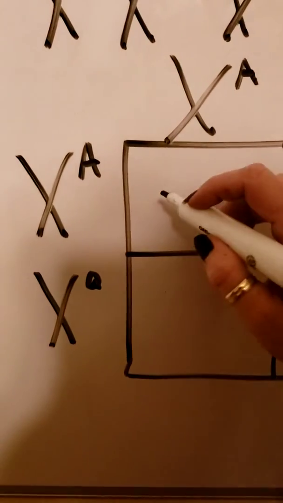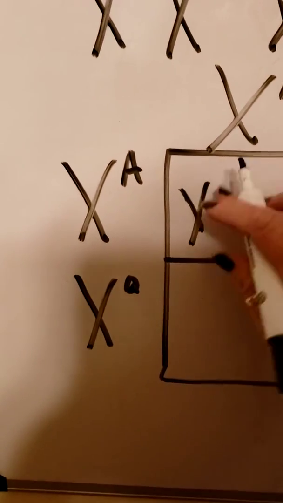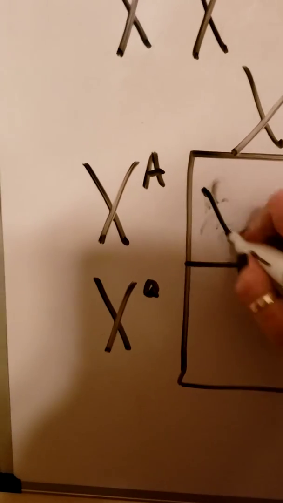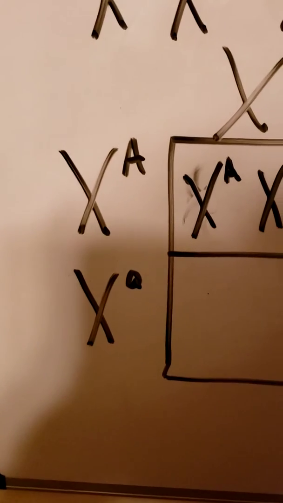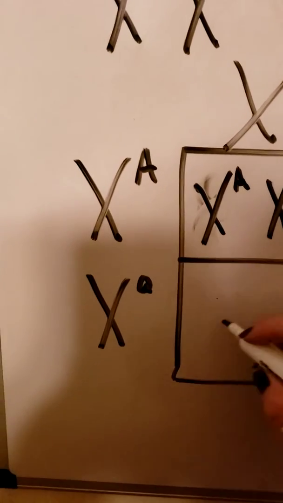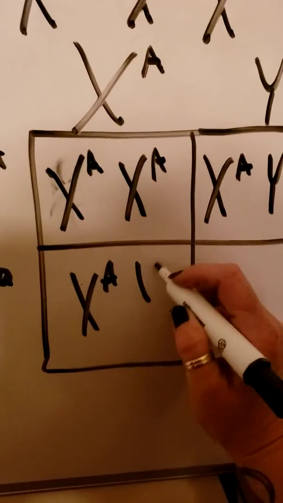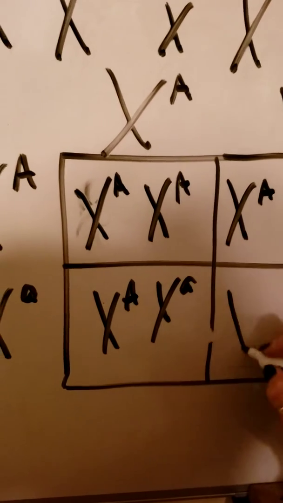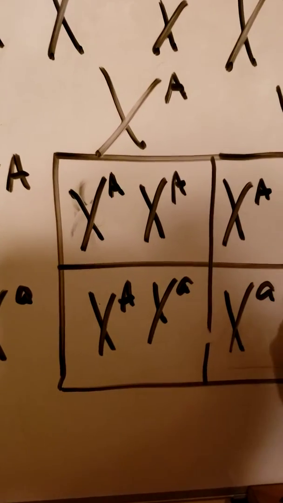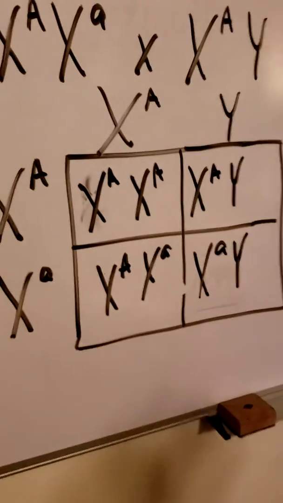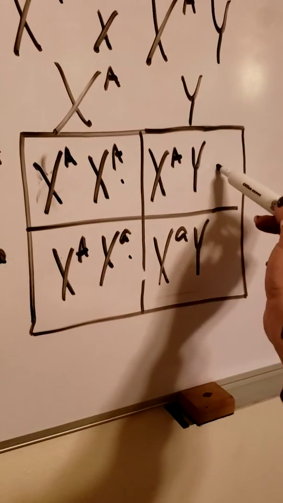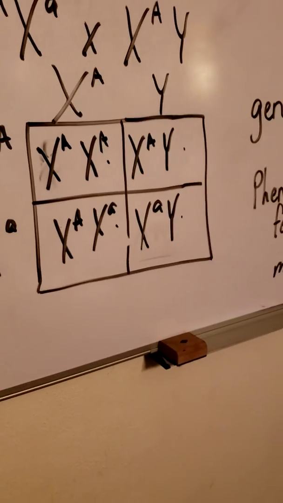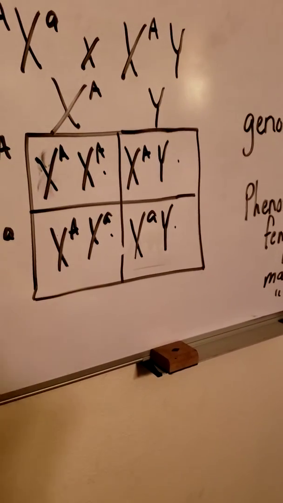You have to put your chromosomes when we're talking about these because we have to know if it's a female or male. Apparently I can't write or talk today. If you will notice in this chart, we have two females and two males. So it's 50-50.